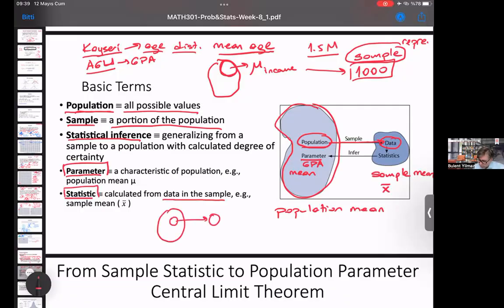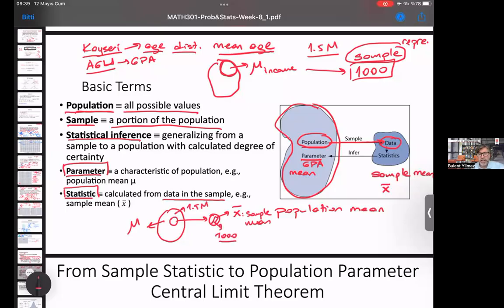The population mean is mu. Okay, mean. And the sample mean is x hat. Okay, sample mean. There are 1.5 million people here. I have only 1,000 people.